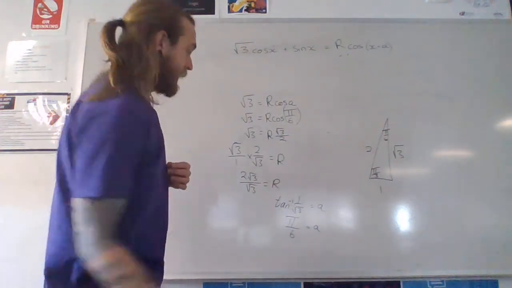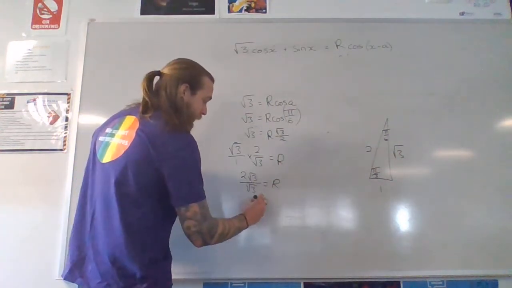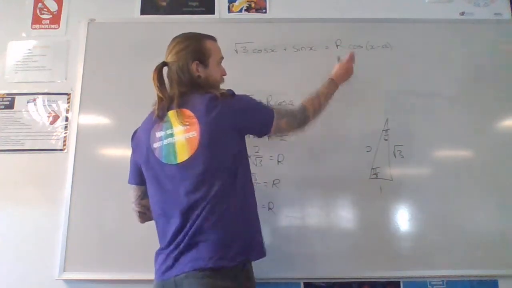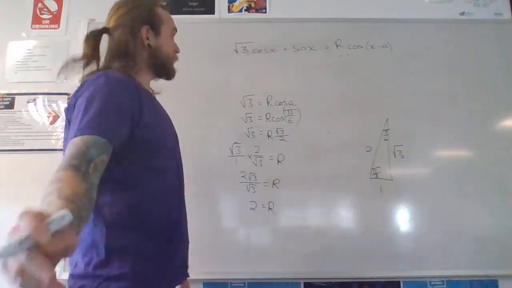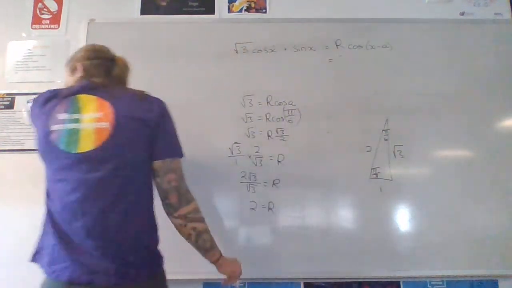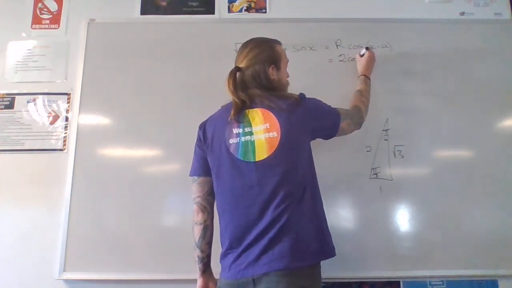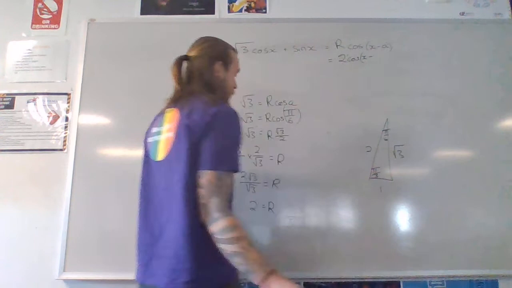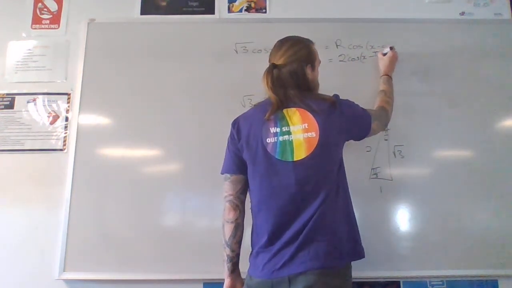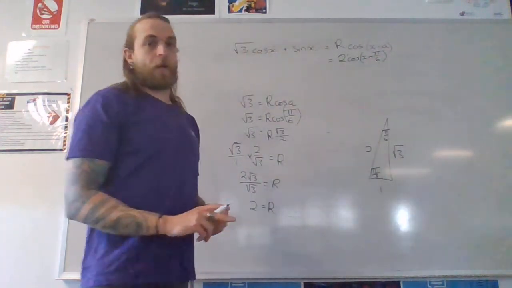I have to rub this last little bit out. And so r is 2. The final thing now is to finish our equation off. So I actually just come back up here, and I can now say that all of this is equal to my calculated r, which is 2 cos of x minus alpha, which was pi on 6. And that would be our expected answer.